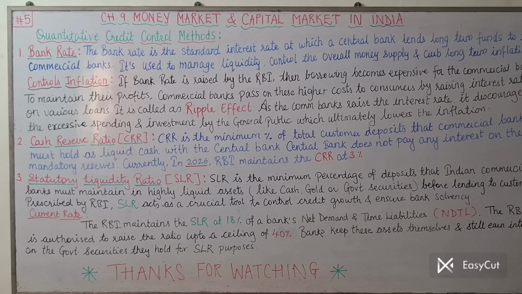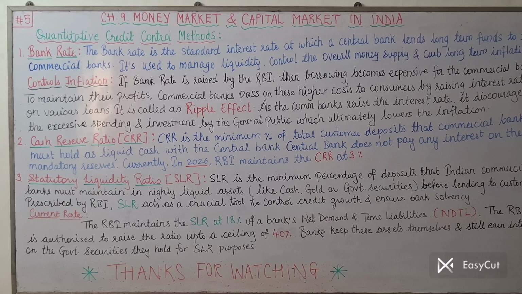Now this SLR is prescribed by the Reserve Bank of India. This SLR acts as a crucial tool to control credit growth and ensure bank solvency. Why is this SLR prescribed? So that the bank is always in a solvent position to fulfill customers' heavy withdrawal requirements also. Suppose all of a sudden heavy withdrawal requirements come, then the bank should be in a position to pay back the customers, and hence this SLR is maintained and prescribed by RBI. I hope you are getting the meaning.